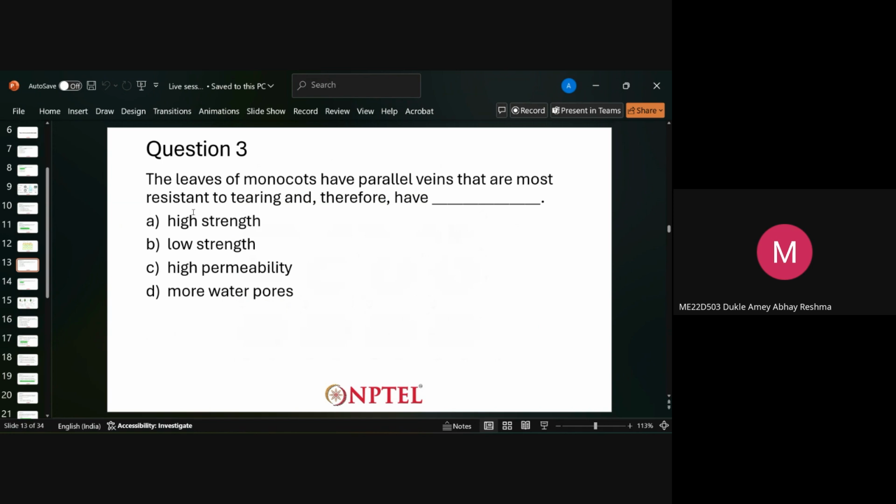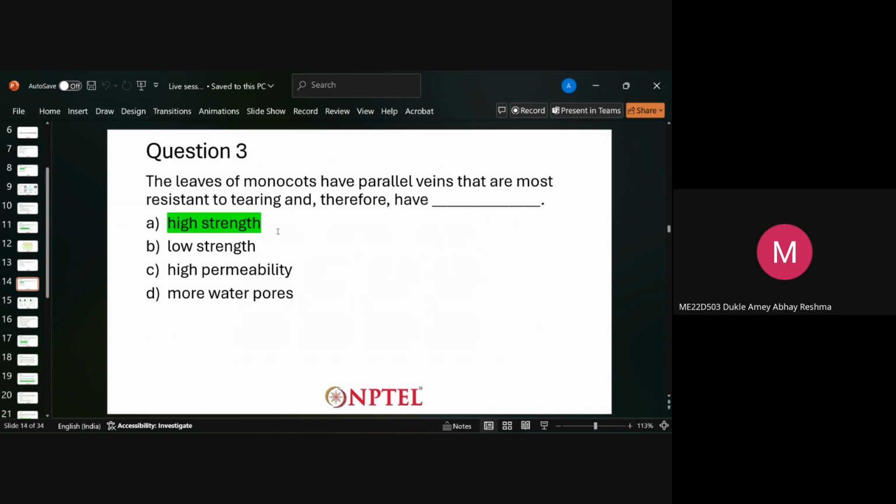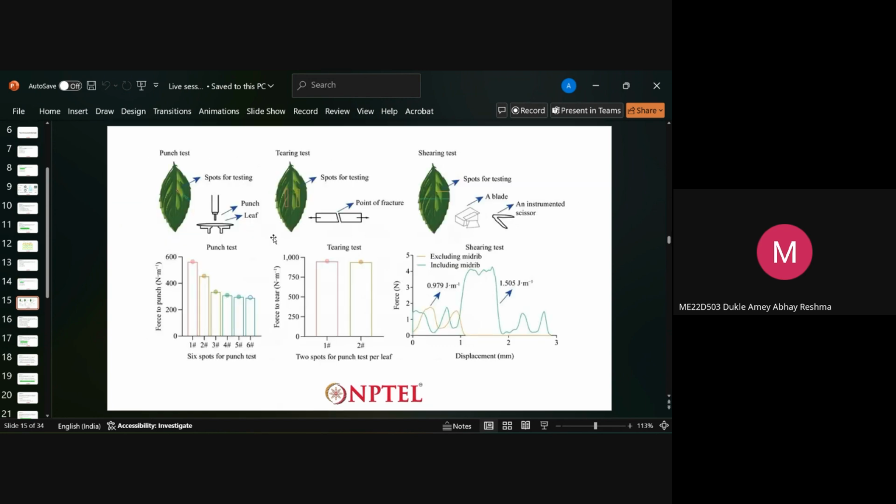And the third question: leaves of monocots have parallel veins that are most resistant to tearing and therefore have high strength, low strength, high permeability, or more water pores. The answer is high strength. So basically, these are the three tests that are mainly used.